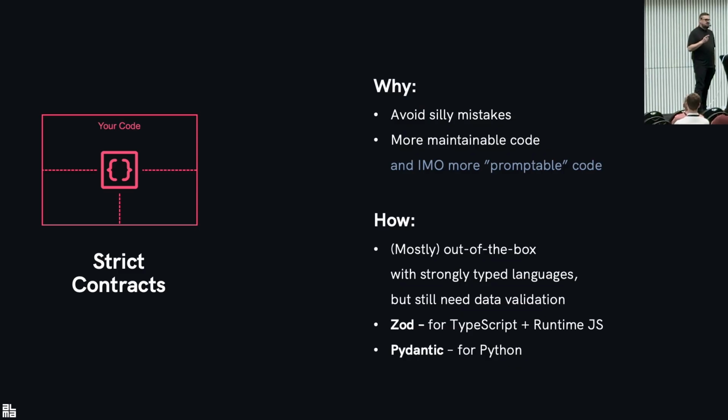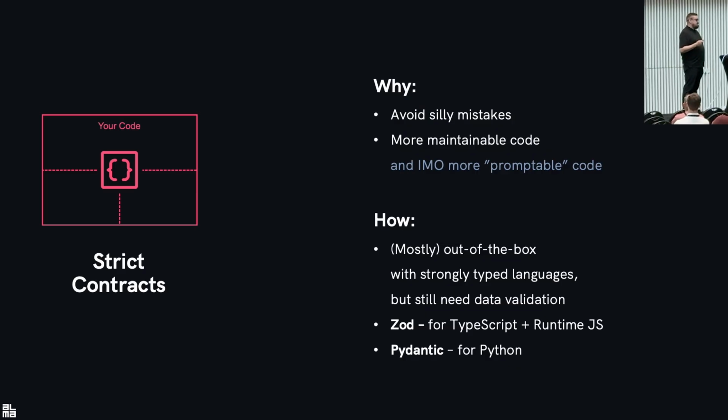First, by using strict contracts, you avoid those silly mistakes that can happen easily, especially if you are making any assumptions on what kind of data is available in the incoming payload for Lambda. And it makes your code base more maintainable. And in this day and age of Gen AI, I think it's more promptable, so to speak.